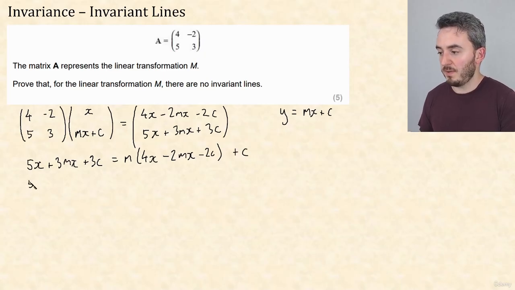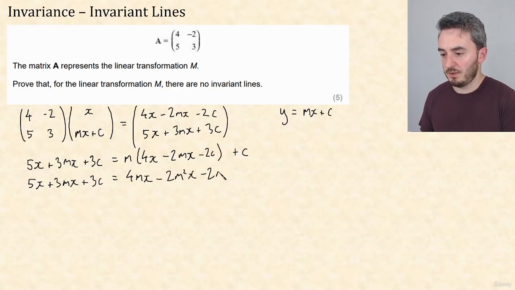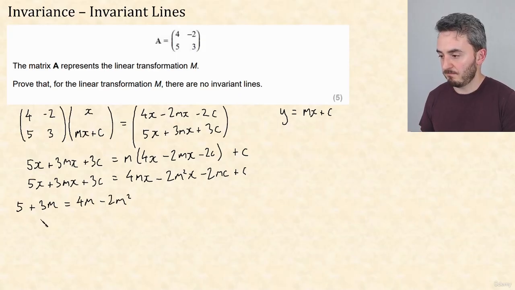Let's expand this out, compare coefficients, and hopefully we'll run into some kind of contradiction which proves that no value of m and c actually make this work. So 4mx minus 2m squared x minus 2mc plus c. Okay, so looking at the x coefficients, we have 5 plus 3m on the left, and the coefficient of x on the right, we have 4m minus 2m squared. So what does that get us? Getting everything over on this side, we have 2m squared minus m plus 5 equals 0.